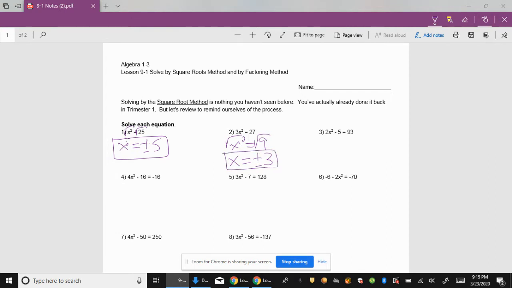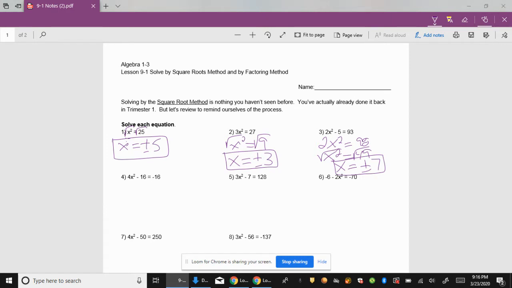Okay, number 3 is, again, very similar. We're just going to add one more step into it. So again, we've got to move everything away from the x squared. The first thing we do is add 5 to both sides. So it gives me 2x squared equals 98. Now divide by 2, and x squared equals 49. Square root both sides, and x equals positive and negative 7. That is our answer.